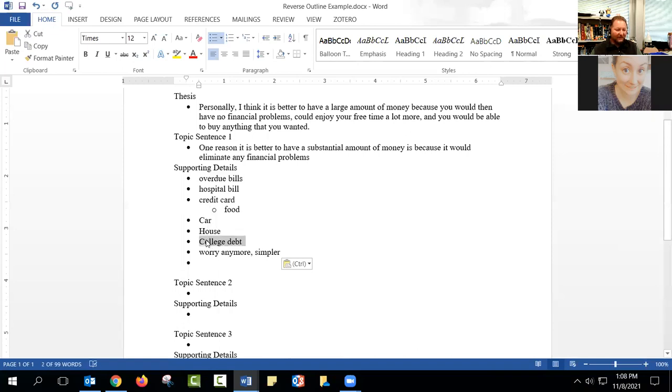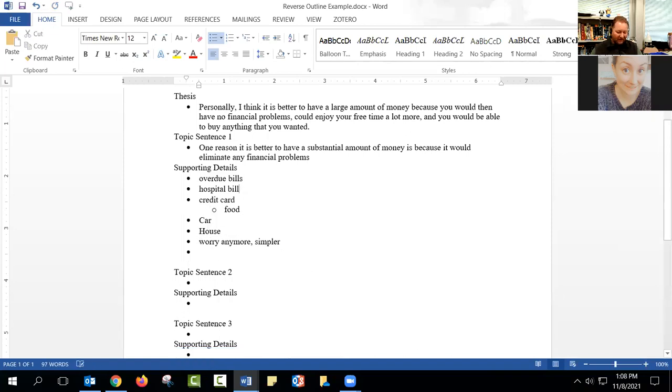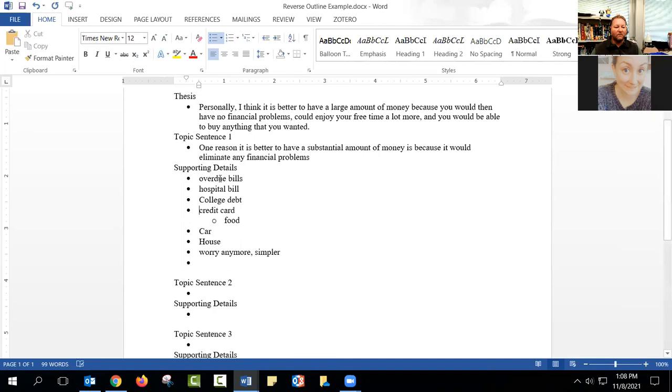So if you're paying your student loans every time, it's going to go up here, right? So now we have overdue bills like the utilities or something like that, hospital bills, college bills, right? Paying off your student loans, things like that. Then having to use credit cards to pay for things like food. Or if you're looking ahead, you can buy a car straight out, not worry about getting a loan. You could buy a house straight out, not worry about getting a loan. So these two fit together well, and these ones fit together well. So now you can just go through this.